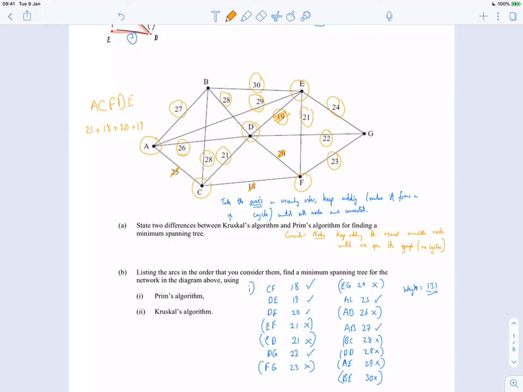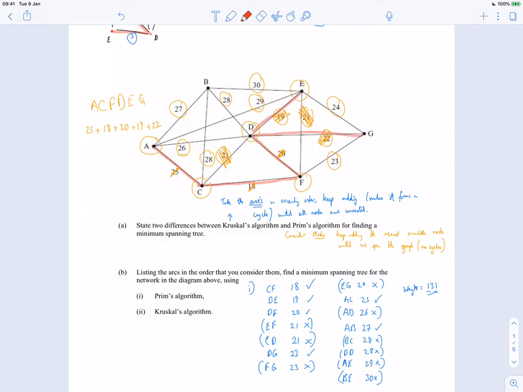So really, at this point, the next one to add, we can't have the 21 because that would form a cycle, so that would go away. Can't have that 21 because that would form a cycle with D, E, F. It looks like D to G is the next one. So that's 22. So that's gone. So at the moment, we've got A to C, C to F. We had F to D, which is there. We had E next, which was that 19, and we had D to G like that.